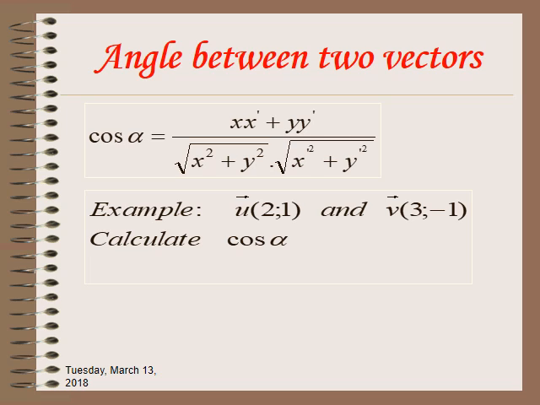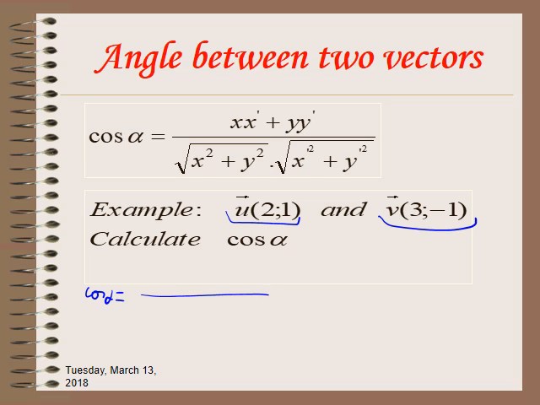Angle between two vectors. Cosine alpha equals xx' plus yy' over radical x squared plus y squared times radical x' squared plus y' squared. We know vector u and vector v. Find the cosine alpha, find the angle between the two vectors.